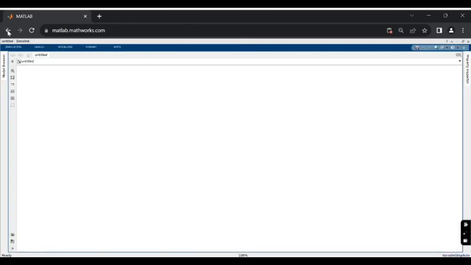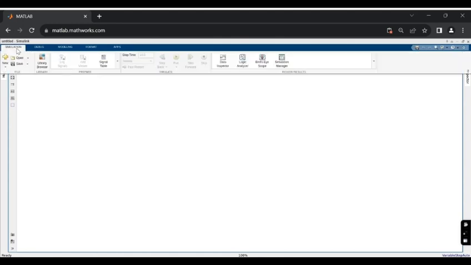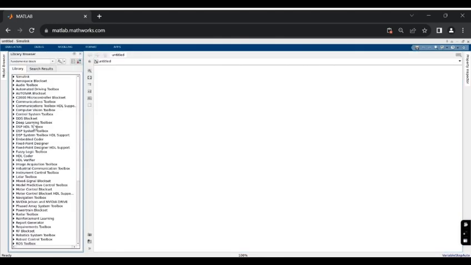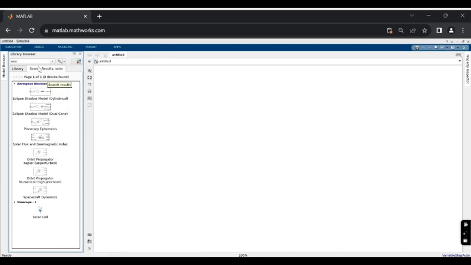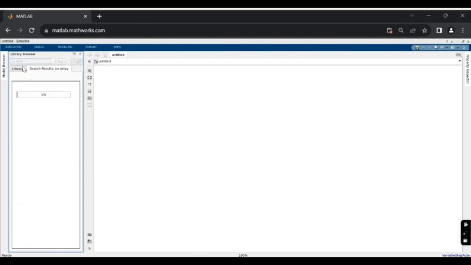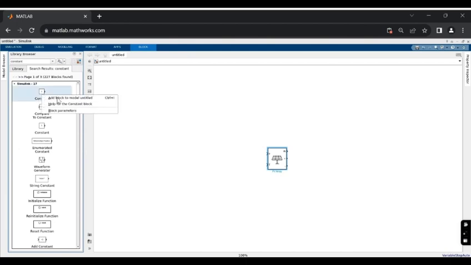Open MATLAB online, and in the command box type Simulink. We will get Simulink. In Simulink we have the simulation part; go to the library and search for the components you need. First we use the solar panel or PV array. The solar power panel has two inputs, irradiation and temperature.